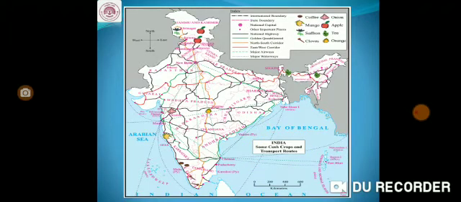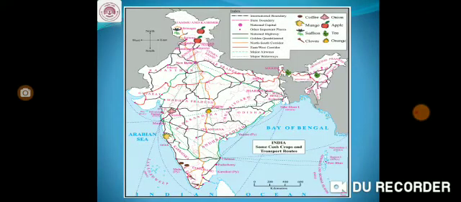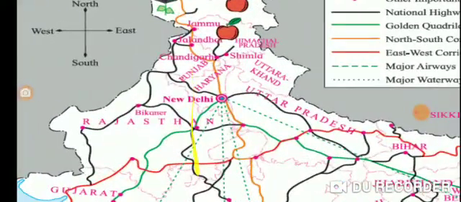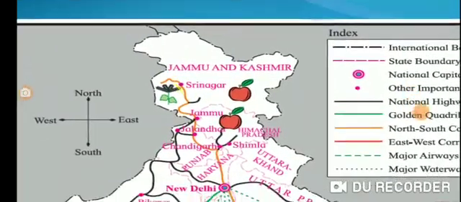Now let's move on to the first question, which is given on page number 49. From where will we obtain saffron and trace the most convenient route? Now, you all have seen where saffron is. Everybody has seen where saffron is. Clearly, saffron is in the north. Can everyone see this area here? This is saffron. Okay. Now, to bring saffron from Jammu and Kashmir to Maharashtra, you have to trace the most convenient route. How are you going to do that?